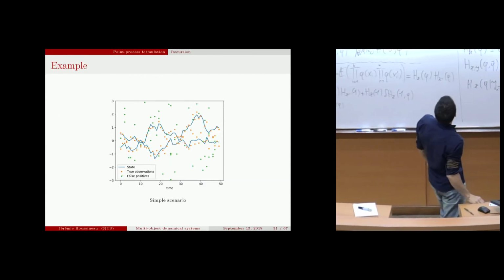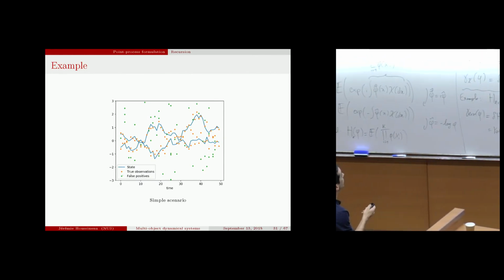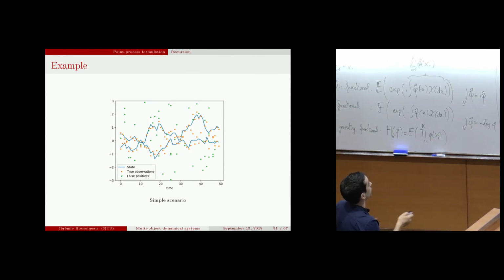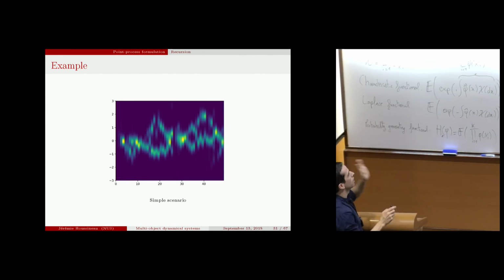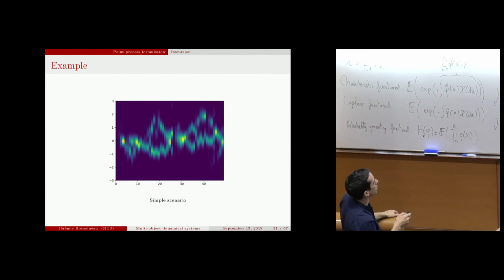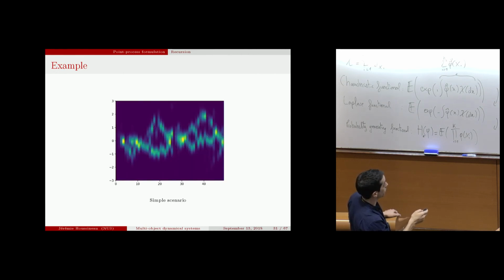Okay, so going back to our simple scenario. Again, we have our state observations in orange and the false positives in green, and that's the first moment. Here, I just compute this, which is still a Gaussian mixture, but I just evaluated it at all points, and we can see how it's doing. It's not an easy problem actually, because the noise here is quite high. We can see it's easy to sort of get lost, as I was showing earlier. But it's still capturing most of it, and that's pretty good.